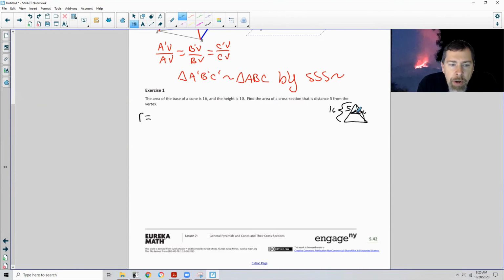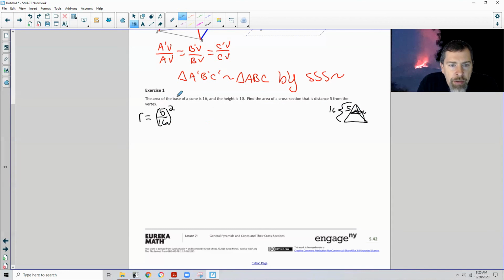All right, so it's smaller, so my scale factor is the smaller number on top of the larger number. So the numerator has to be less than the denominator to be between 0 and 1. We're scaling down. So R is 5/16. So we take that R and we square it.